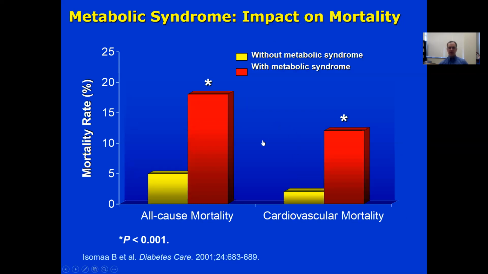Here you have the impact on mortality. This is with the metabolic syndrome. The yellow is without the metabolic syndrome, and the red is with the metabolic syndrome. The all-cause mortality, in other words, the increase in chance of death, you can see is quite a large increase with the metabolic syndrome versus not having it. Same thing with cardiovascular mortality, which is much greater with the metabolic syndrome than without.